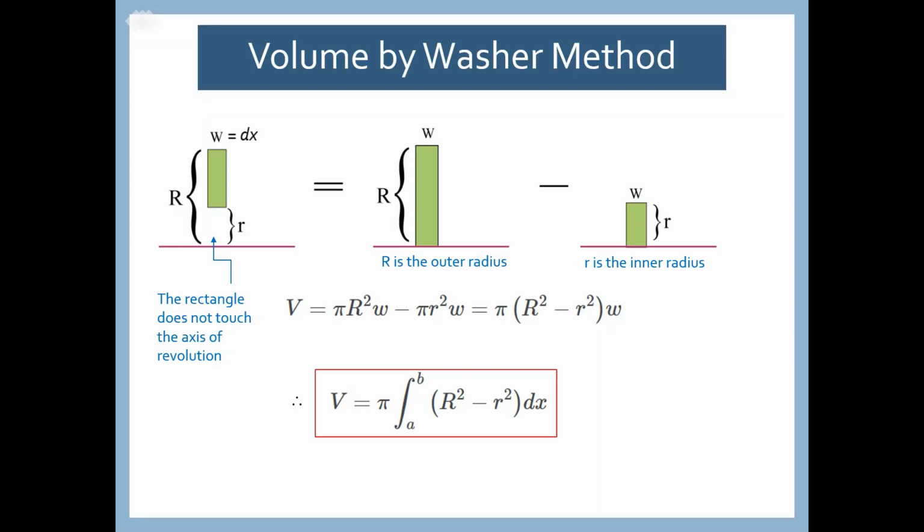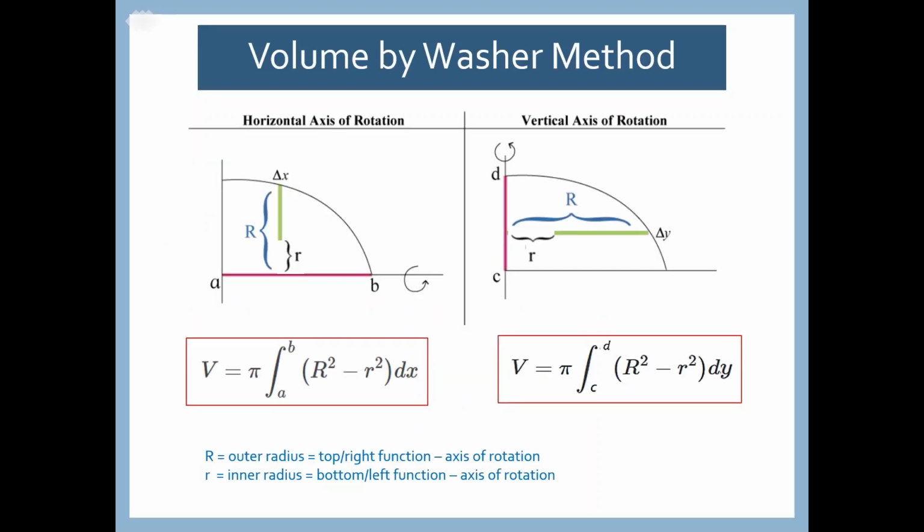By revolving the rectangle about the axis of revolution, the volume is obtained by subtracting the inner radius, denoted by small r, from the outer radius, denoted by the capital R. That is, V equals the integration of pi multiplied with big R squared minus small r squared with respect to x over the interval AB.